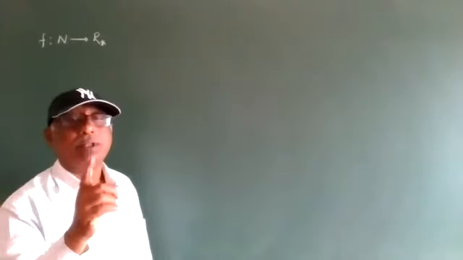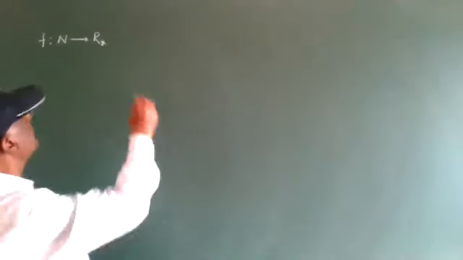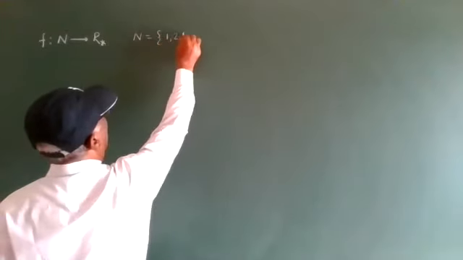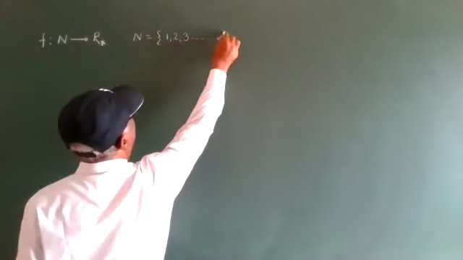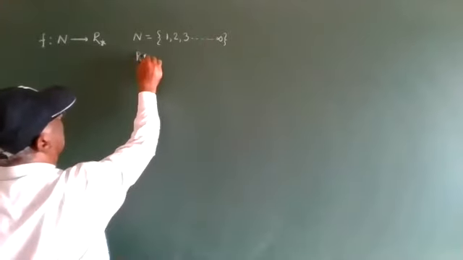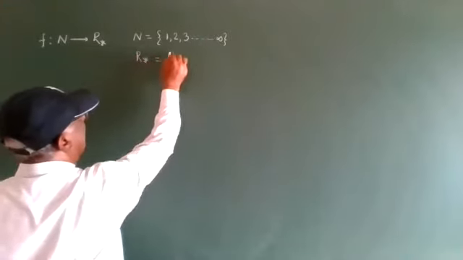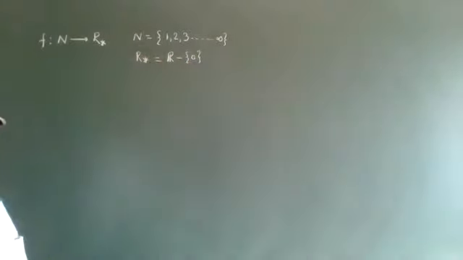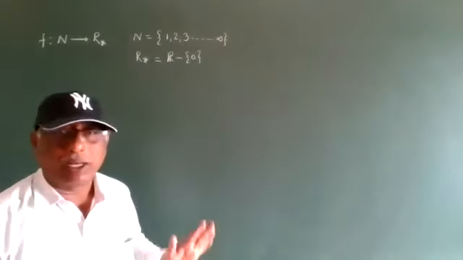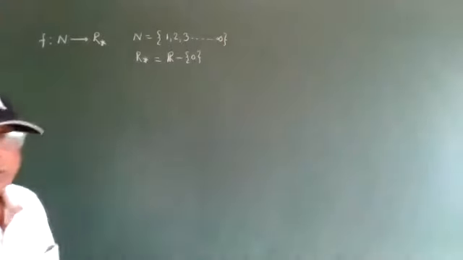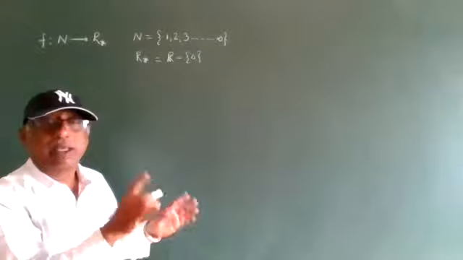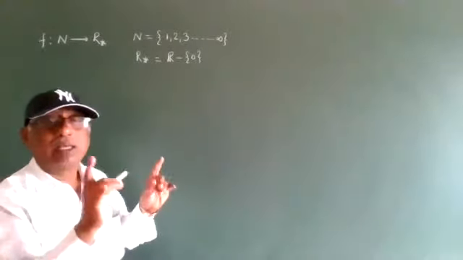R star means non-zero real numbers. Natural numbers, we already know, are 1, 2, 3, only positive values up to infinity. R star is all the real numbers without zero. Next, he is asking whether it is one-one and onto, that is, injective and surjective or not.